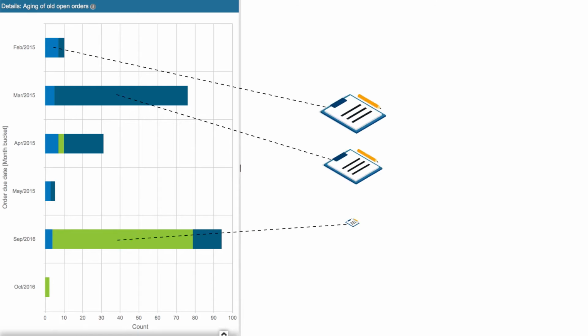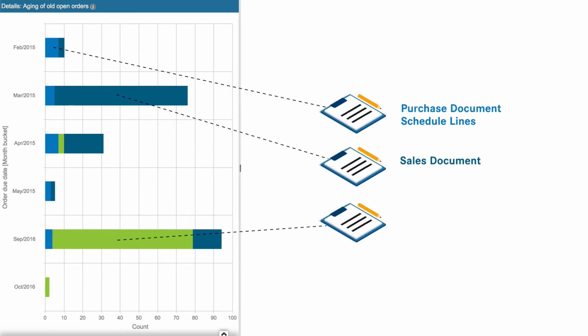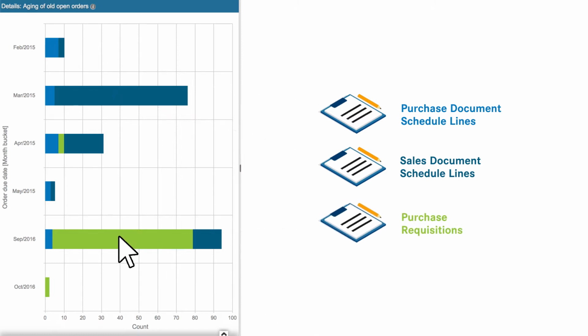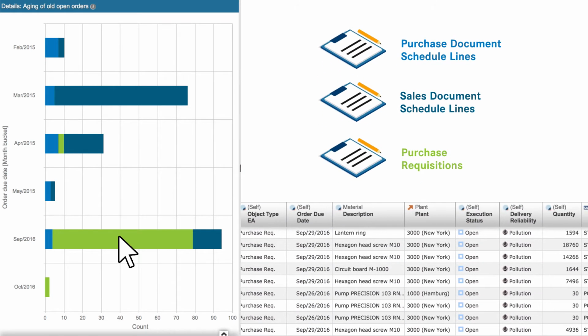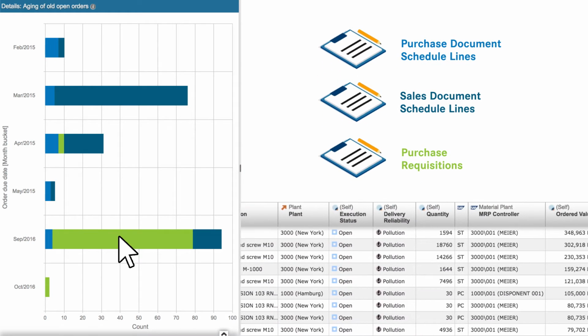This graph details the periods with most open orders and the different types of old orders. We can make significant improvements by dealing with the sales document schedule lines in March 2015 and the purchase requisitions in September 2016. By drilling down on the purchase requisitions, we can see all 75 items involved and the details needed to solve these issues.